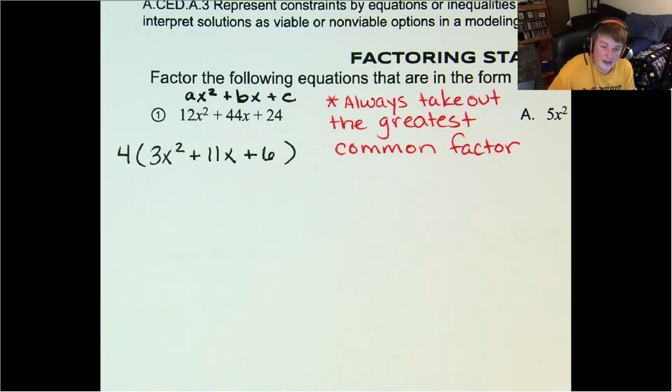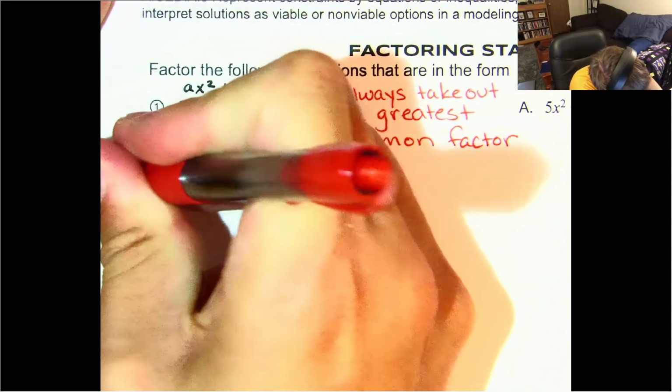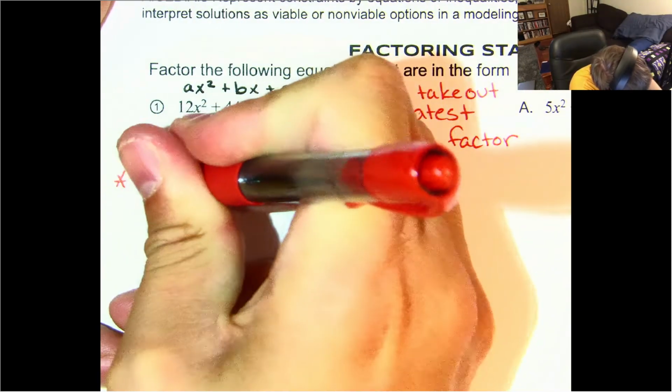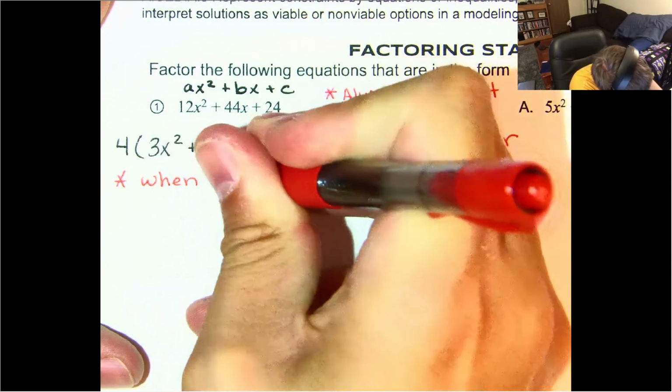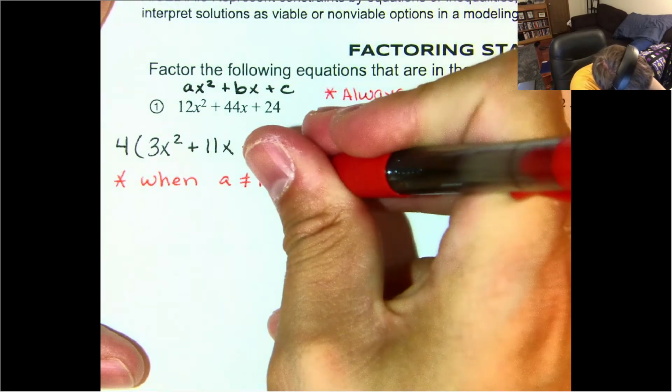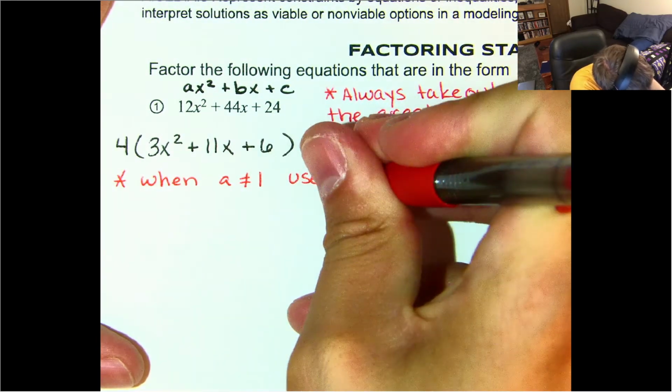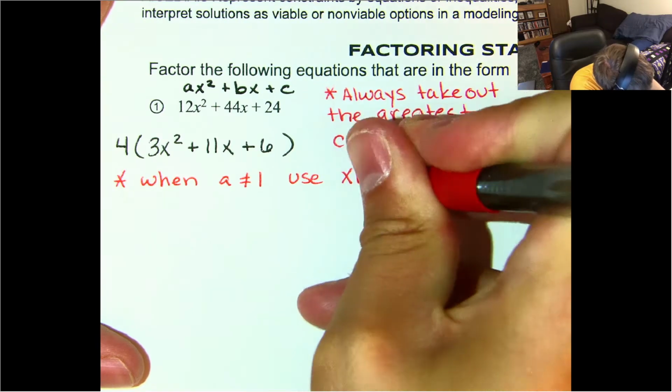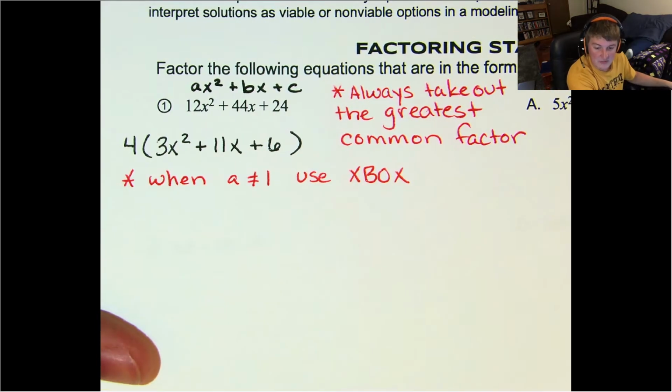When your a value is 1, we already have one method of factoring. The first is multiply to c, add to b. That only works when a is 1. Now we're going to move into when a is not 1. When a does not equal 1, use the Xbox method of factoring, okay? And I will walk you through the Xbox method.